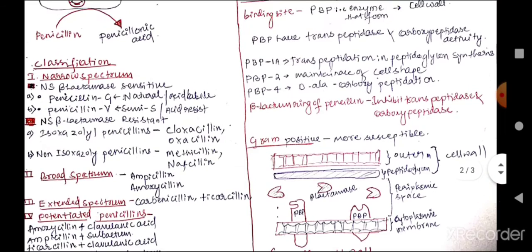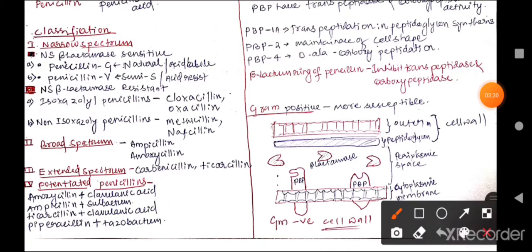Now let us come to the classification of these penicillins. These are classified as narrow spectrum, broad spectrum, extended spectrum, and the last one, potentiated penicillins. The narrow spectrum antibiotics are again classified as beta-lactamase sensitive and resistant. And the beta-lactamase sensitive ones are again classified as acid labile and acid stable.